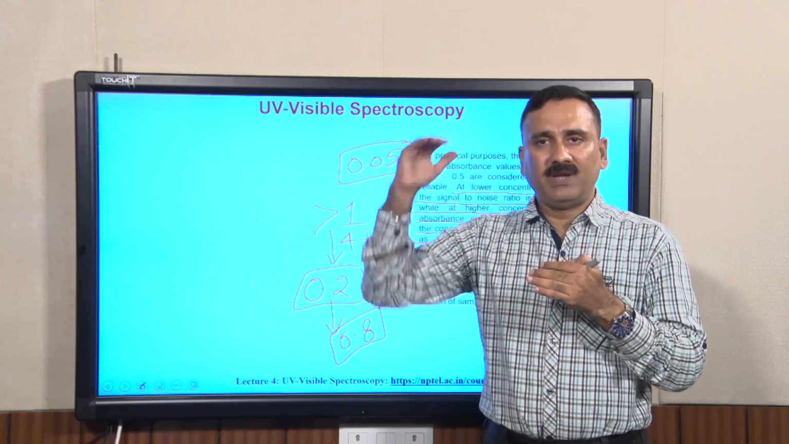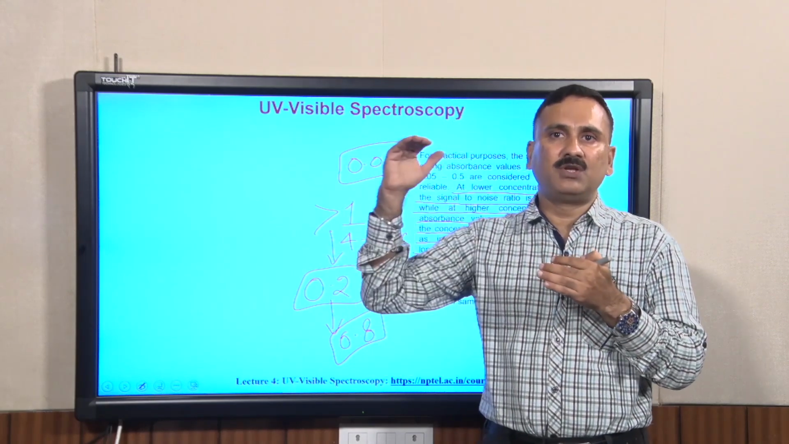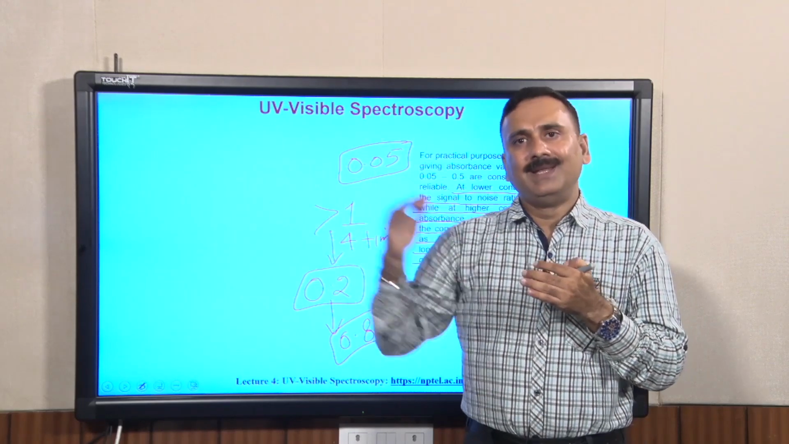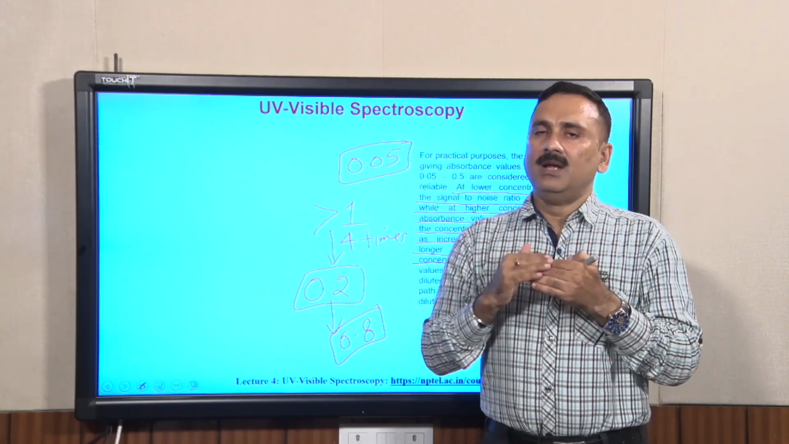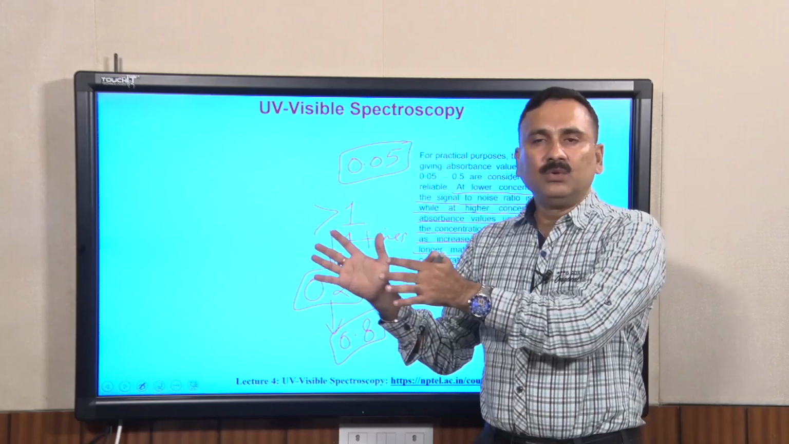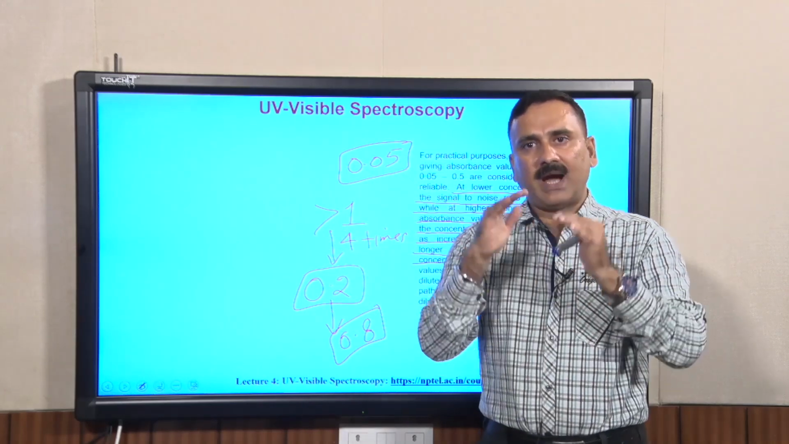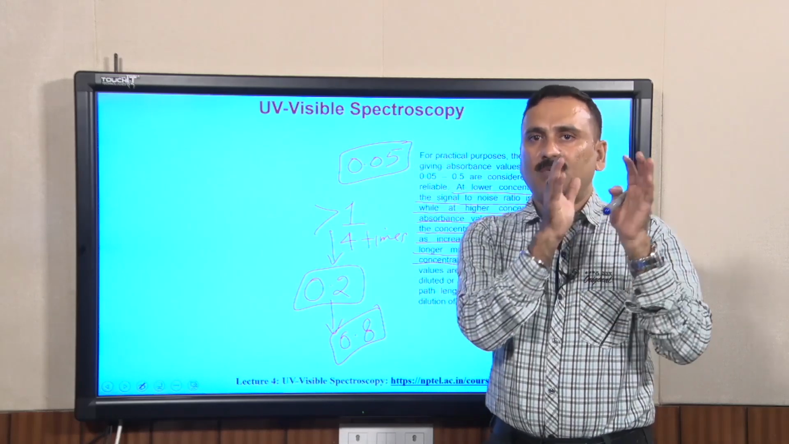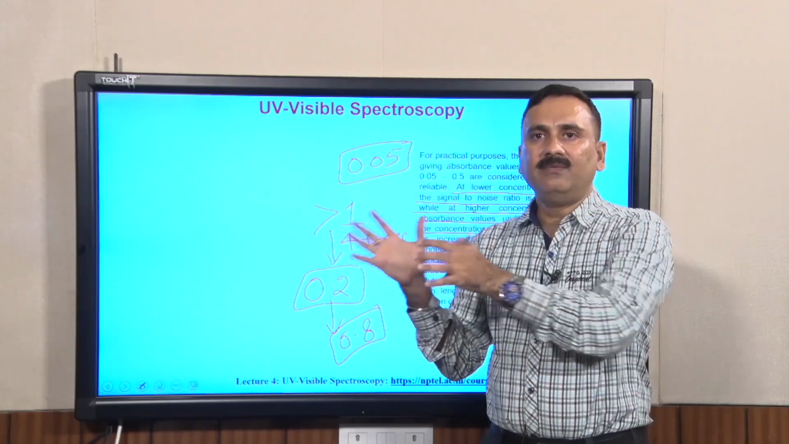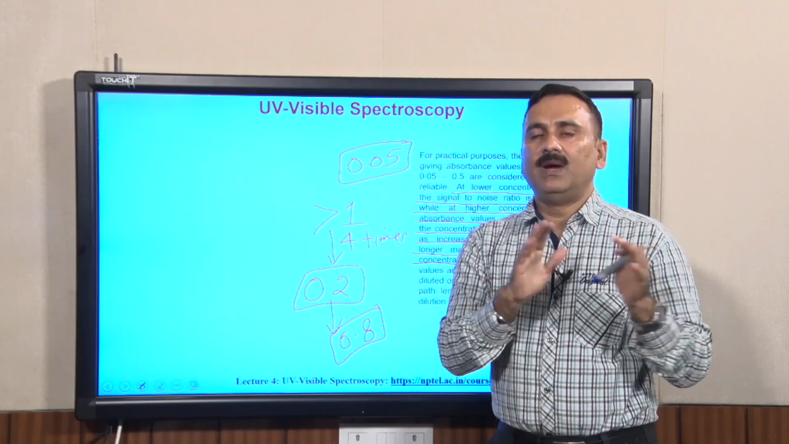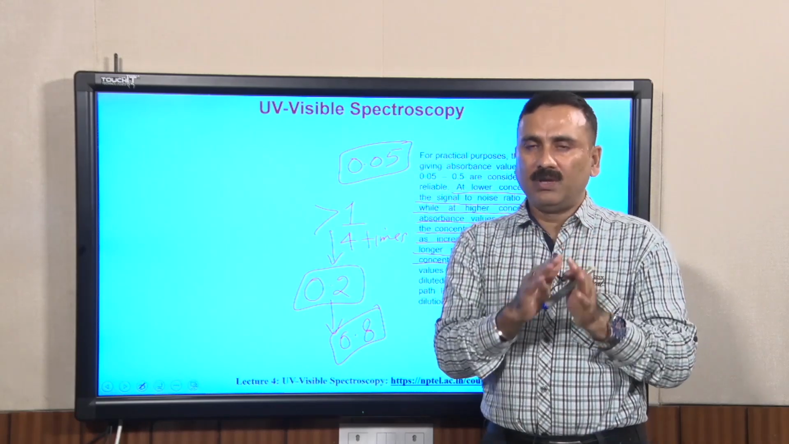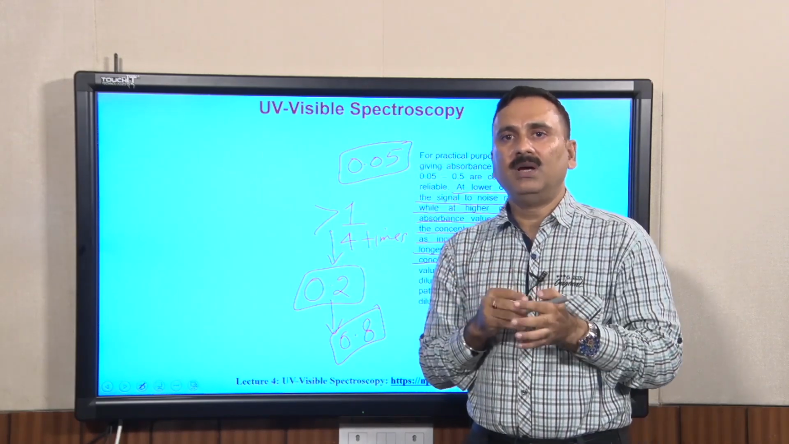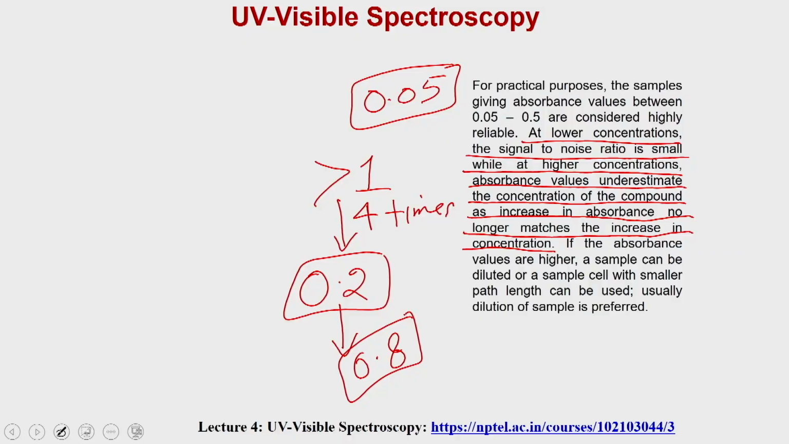So, do not go with very low readings. For example, if it is showing 0.0002, that is also not reliable. If you go by 1.2, that also is not reliable. So, you try to measure the absorbance in the range of 0.05 to 0.5, because above this value and lower than this value, you are going to see a deviation from the Beer-Lambert law.